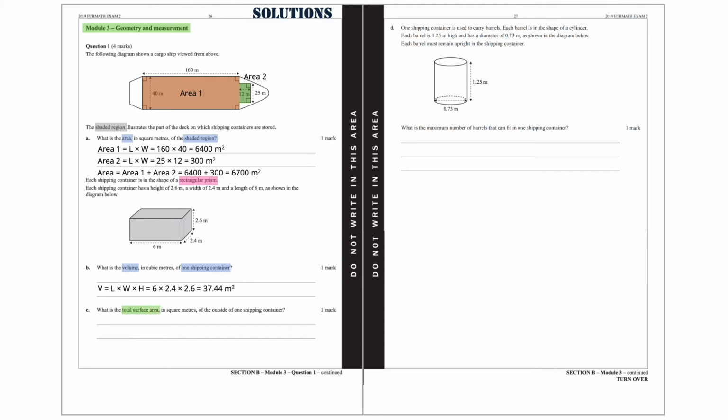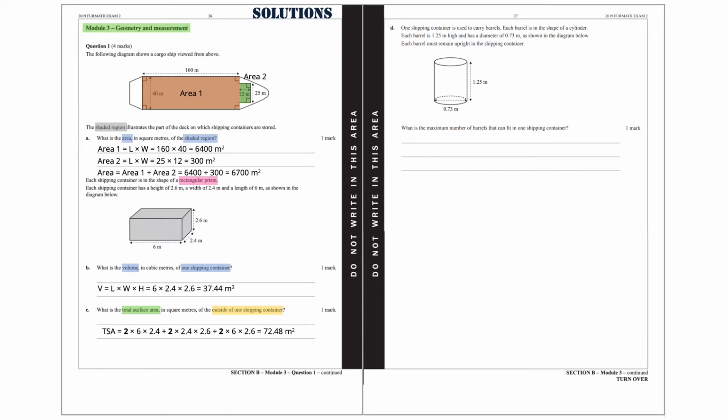Part C. What is the total surface area in square meters of the outside of one shipping container? A rectangular prism has three sets of equal sides: the front and the back, the top and the bottom, and the left and the right sides. Therefore, the total surface area of a shipping container is equal to 2 times 6 times 2.4 plus 2 times 2.4 times 2.6 plus 2 times 6 times 2.6, and that is 72.48 square meters.